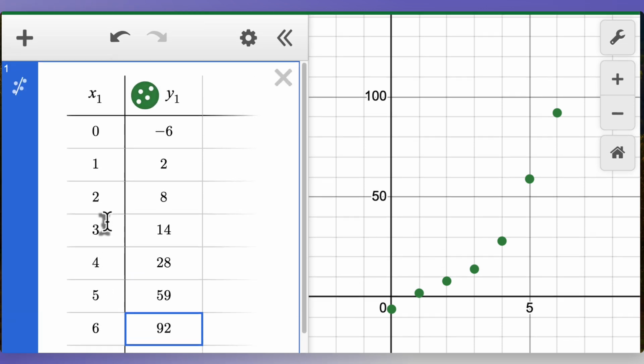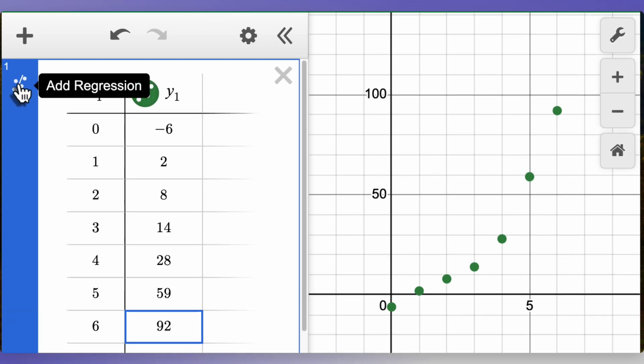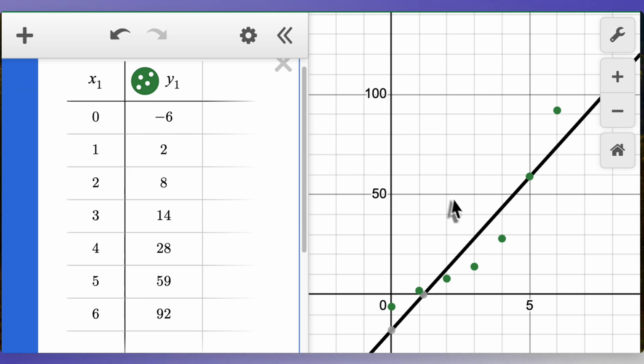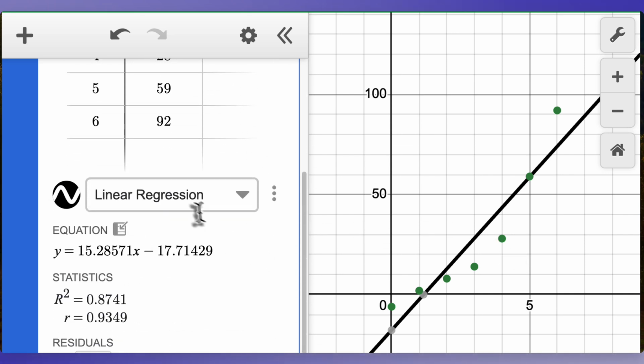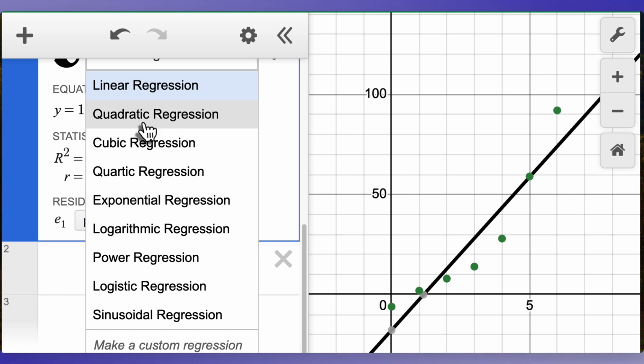Well, I can just use DESMOS over here to help me. This is the regression button. What it does is it adds a line that estimates the pattern over time. So I'm going to click it. It's going to automatically bring up a linear function. Now you can clearly see that this does not fit the data. So I'm going to scroll down a little bit, and then I'm going to choose a quadratic regression. So right now you're going to be choosing between these three. And remember, chapter 3 focuses on cubic regression.